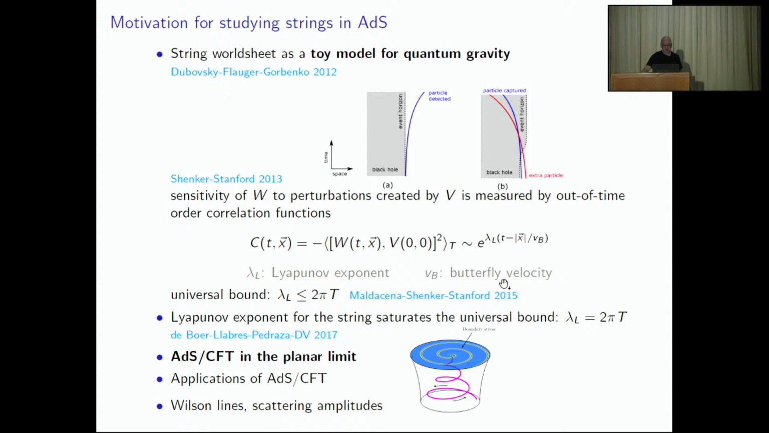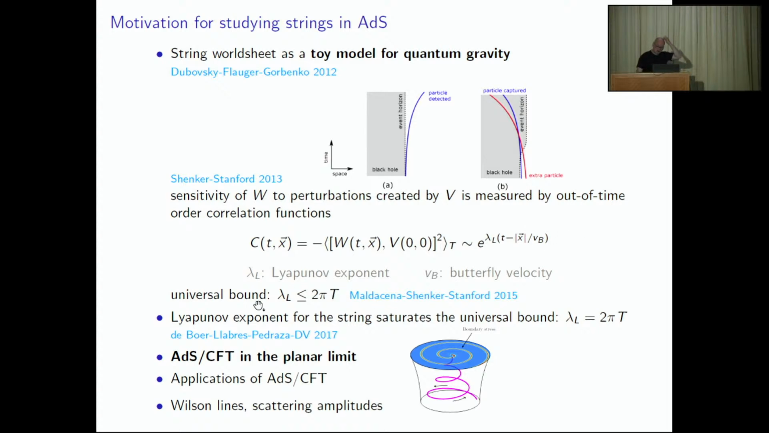A few years later, Maldacena, Shenker, and Stanford found a universal upper bound on the Lyapunov exponent, 2 pi T, with some h bar in the denominator. And Shenker and Stanford and collaborators showed that black holes in AdS/CFT saturate this bound. So later, Kitaev showed that the SYK model also saturates this bound. That's what started this mini revolution in 2015.